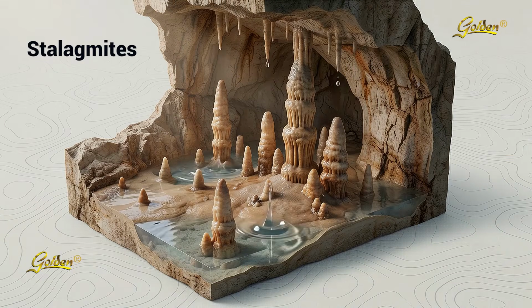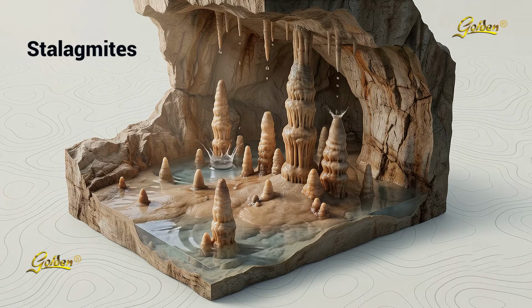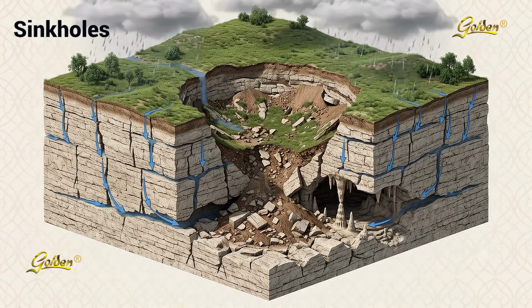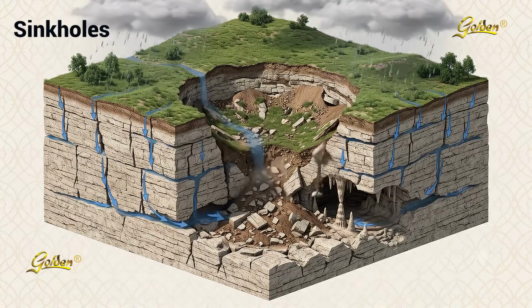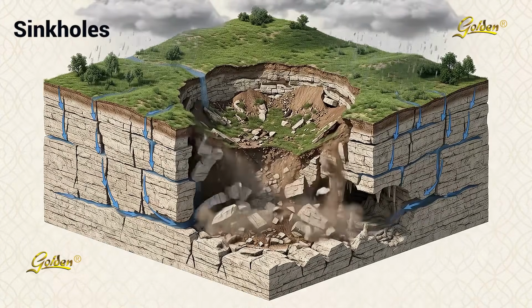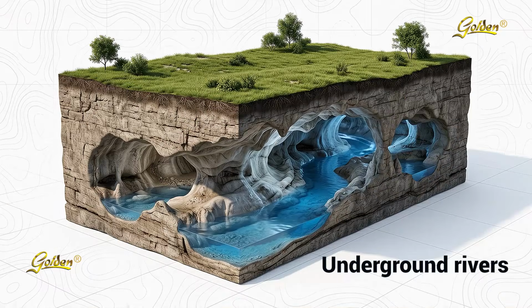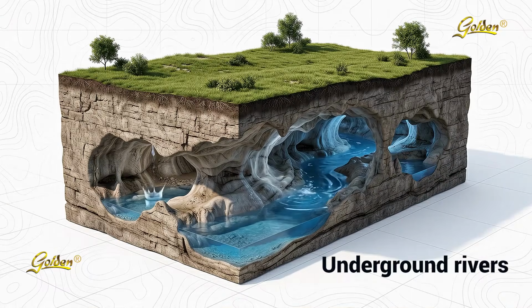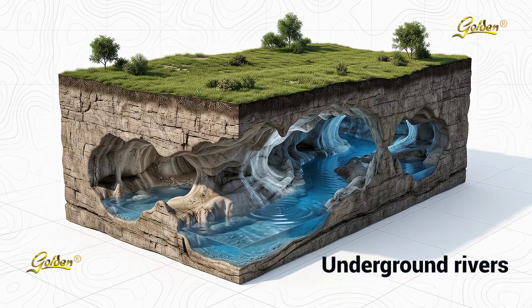Stalagmites are matching mineral formations that grow upward from the cave floor. Sinkholes, also known as dolines, are large depressions or holes that open up on the surface when the ground suddenly collapses. And underground rivers are hidden streams of water that flow completely beneath the surface.